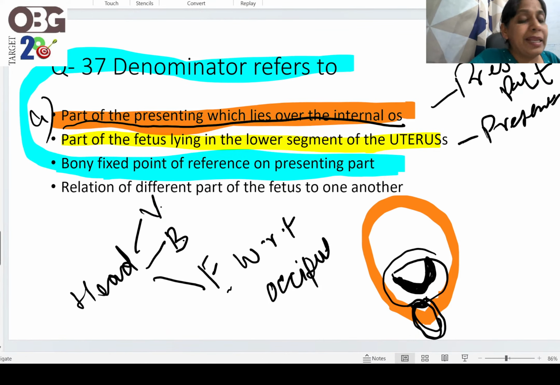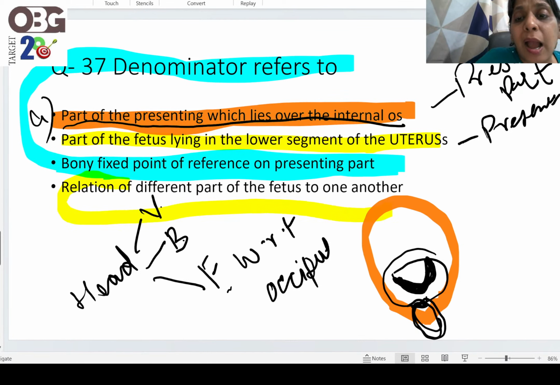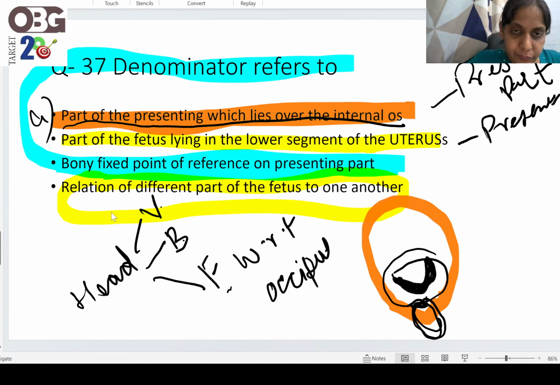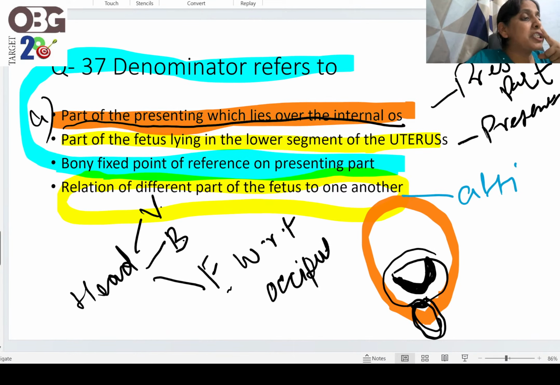अब ये हमने देख लिया कि वर्टेक्स पे हमने ऑक्सीपुट को फिक्स कर लिया. अब ये ऑक्सीपुट कहाँ है? लेफ्ट में है, राइट में है, या ट्रांसवर्स है, या ऑब्लिक लेफ्ट ऑक्सीपुट है, कहाँ है? तो वो जो हम पोजीशन बताएंगे उसको हम बोलते हैं पोजीशन. वो ऑक्सीपुट कहाँ पे है? मैटरनल पेल्विस में. ठीक है, रिलेशन ऑफ डिफरेंट पार्ट ऑफ द फीटस टू वन अनदर इज पोजीशन. ऑक्सीपुट कहाँ है? पेल्विस में. ठीक है, रिलेशन ऑफ द डिफरेंट पार्ट ऑफ द फीटस टू वन अनदर इज एटीट्यूड, और फीटस का रिलेशन विद पेल्विस इज पोजीशन. ओके, विद पेल्विस इज पोजीशन.